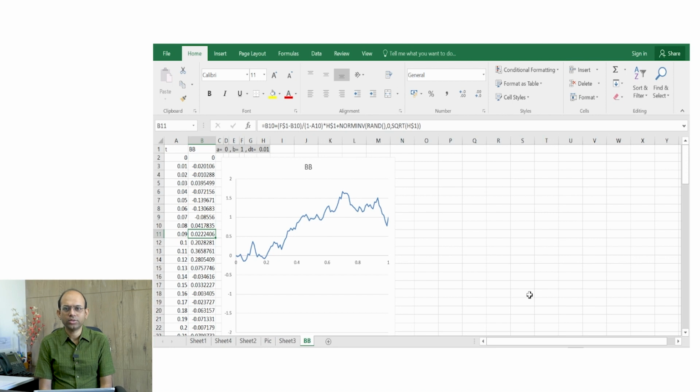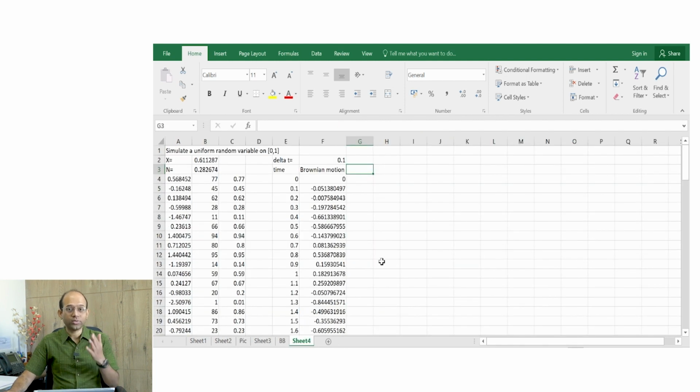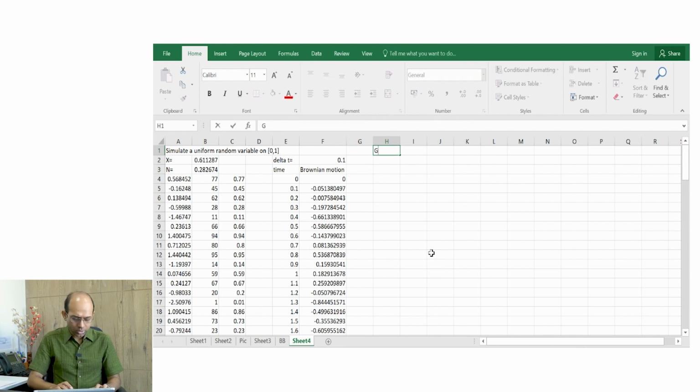Next we will see simulation of another stochastic differential equation. Let us simulate geometric Brownian motion. We could do that on this sheet itself, but let us go to the earlier sheet 4 where we have simulated the Brownian motion. The geometric Brownian motion, we already know the definition, so let us recall.